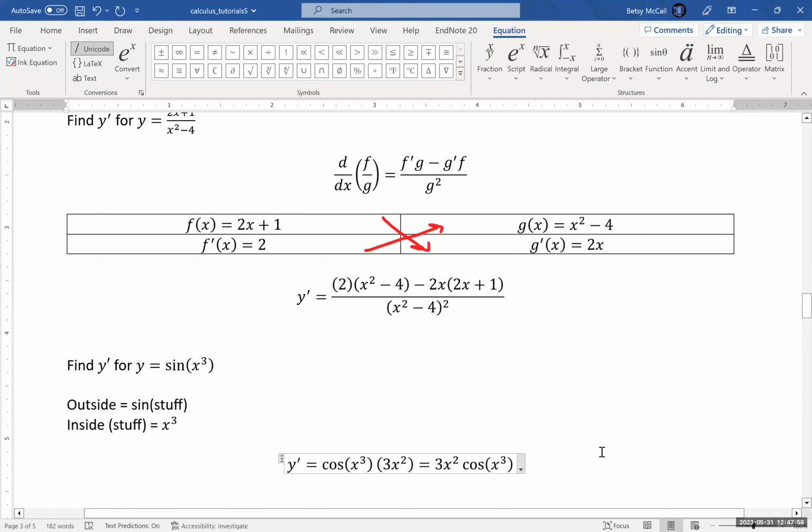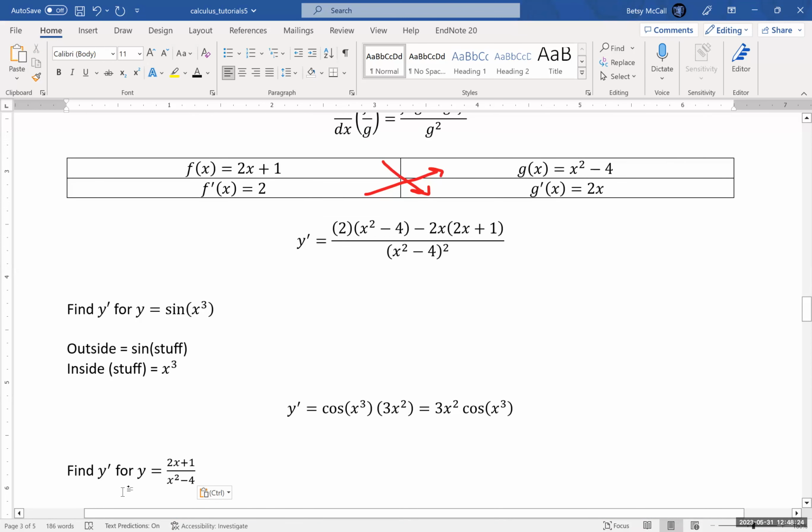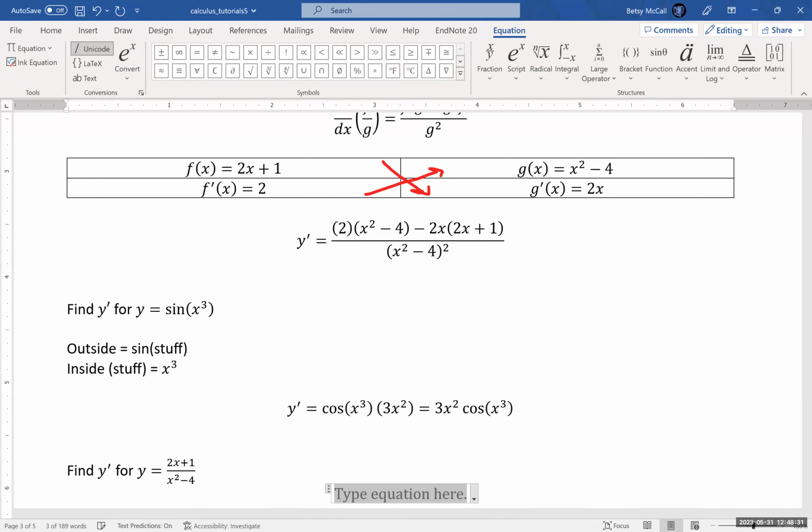The thing about the chain rule is that even if you start with a relatively simple looking function like this, with one term and no products or anything, your derivative is going to end up looking more complicated. Now that we have the chain rule out of the way, we can look back at our quotient rule problem. And the way that you can get around the quotient rule by using the chain rule and the product rule is to rewrite this function as 2x plus 1 times x squared minus 4 to the negative 1.